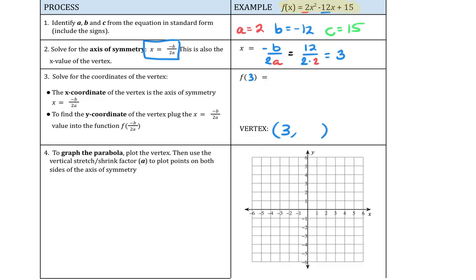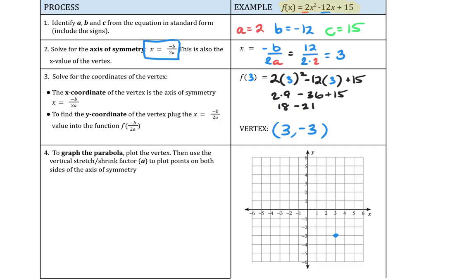So I'm going to rewrite the equation. We have 2 times x squared minus 12 times x plus 15. So this becomes 2 times 9 minus 36 plus 15, 18 minus 21, which is negative 3. So my vertex is at (3, -3). 3, negative 3.